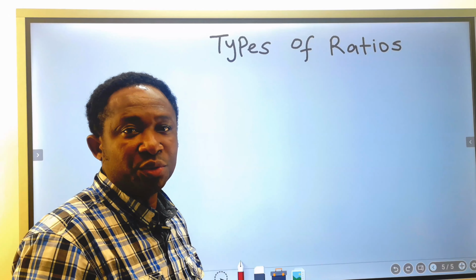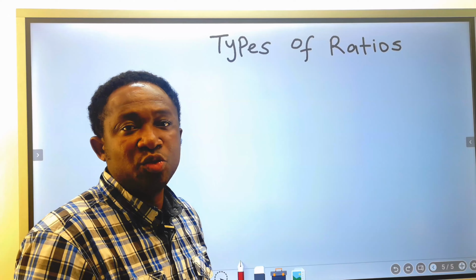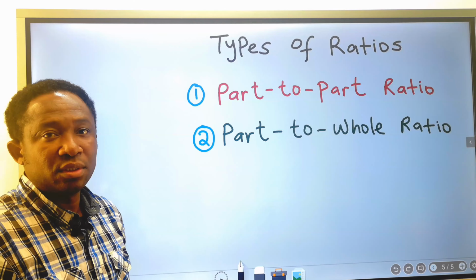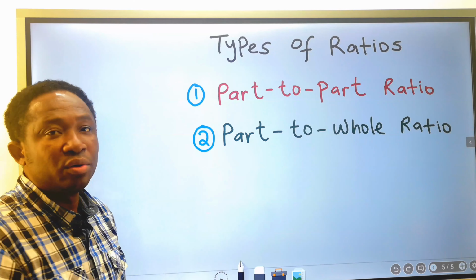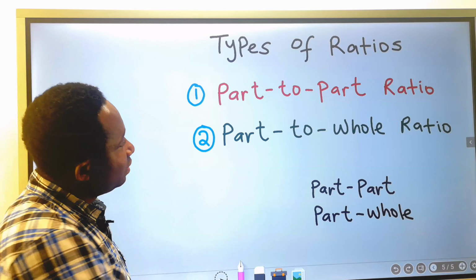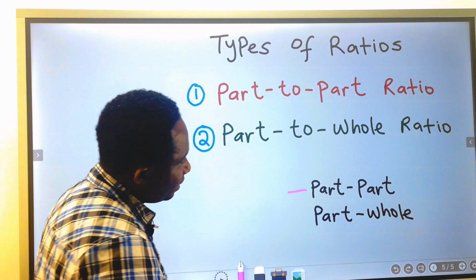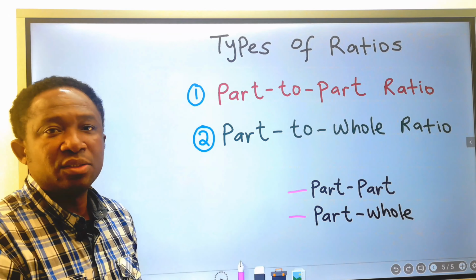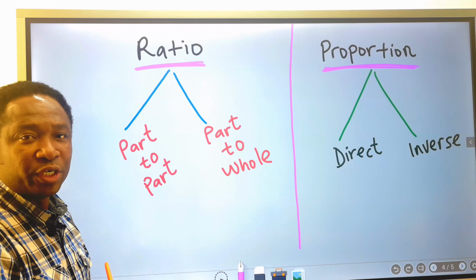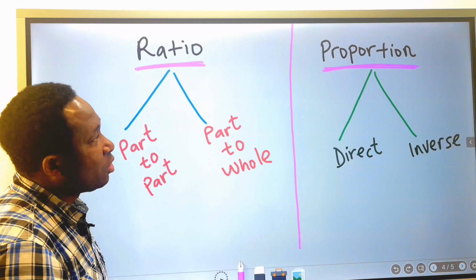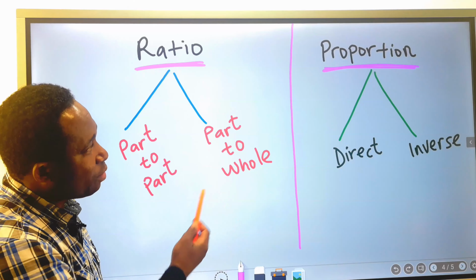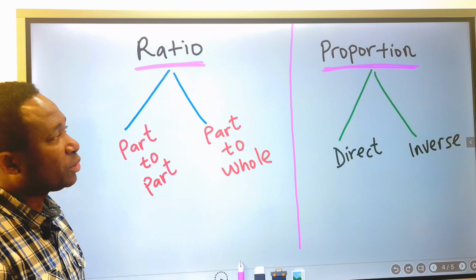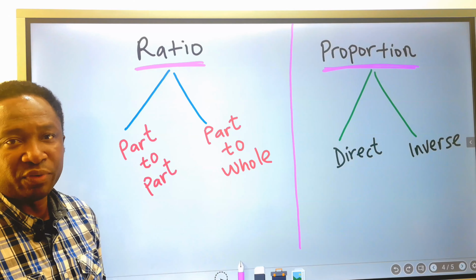Types of ratios. There are basically two types of ratios: part-to-part ratio and part-to-whole ratio. And this can be written as part-to-part, and this can be written as part-to-whole. Like ratio, we have two types of proportion: direct proportion and inverse proportion. And for the proportion, this is for another video.